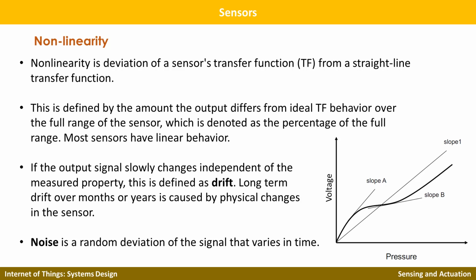Most of the sensors have a linear behavior, but if they don't, then you will end up creating a non-linearity function approximation to the real world. There are two ways to do that. You can either approximate and accept some kind of small error, or you can have mathematical functions that will trigger for different parts of the measurement.